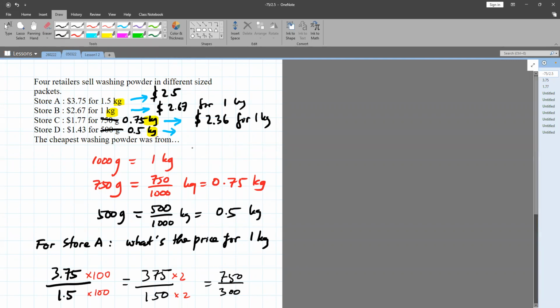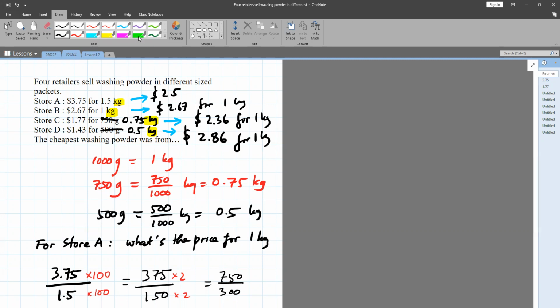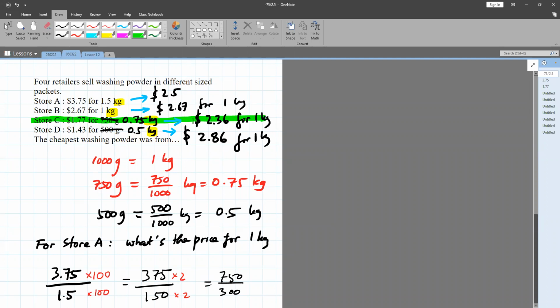Yes, that's actually quite smart, because when you look at this number, if you want to get 1 kilogram, you can simply multiply this by 2. And that's also the same thing with this number, which is now 2.68 for 1 kilogram. So if you look at them, what happened is actually this store sells the washing powder the cheapest.